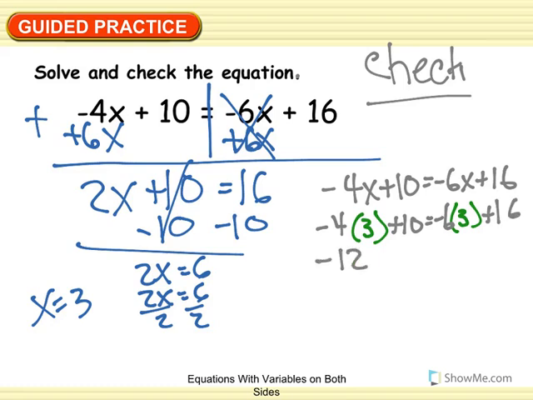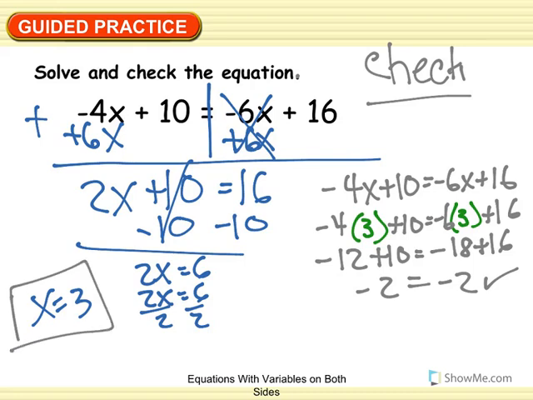So I've got negative 4 times 3 plus 10 equals negative 6 times 3 plus 16. Negative 4 times 3 is negative 12 plus 10 equals negative 6 times 3 is negative 18 plus 16. Negative 12 plus 10 is negative 2. Negative 18 plus 16 is negative 2. And we're happy. That proves that, in fact, we did this correct and x was equal to 3.